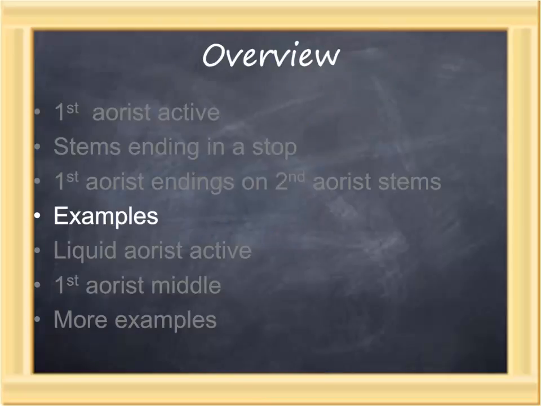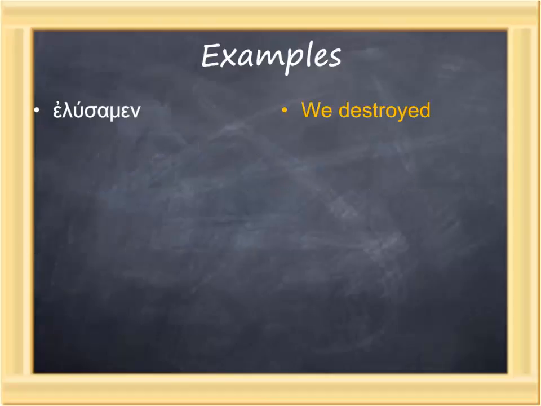Let's try translating some examples. Elisamen. Notice the sigma alpha and the augment. We're dealing with the first aorist. We destroyed. Apon. The stem is second aorist, but the ending is first aorist. This is one of those exceptions. They said.